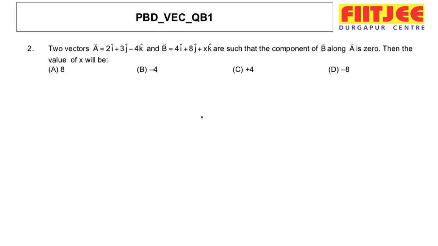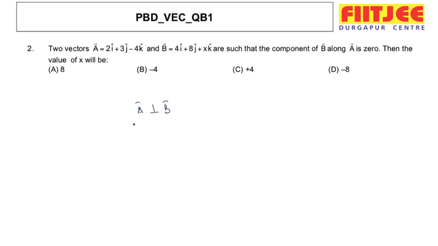It says two vectors A and B are such that the component of B along A is 0. What is the value of X? Now it is very obvious that if the component of one vector in any direction is 0, then this vector should be perpendicular to that direction, right? So from this question, it is clear that a vector and b vector are mutually orthogonal or perpendicular to each other.